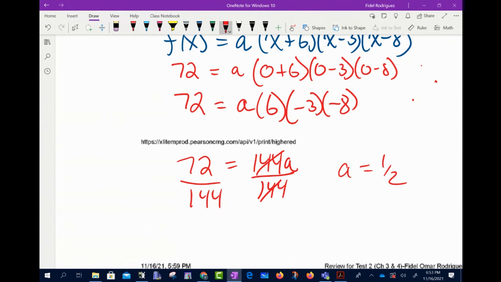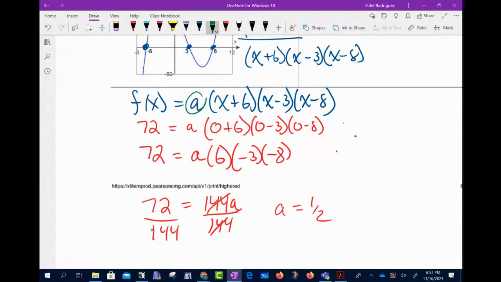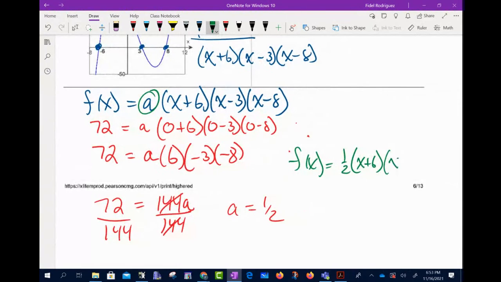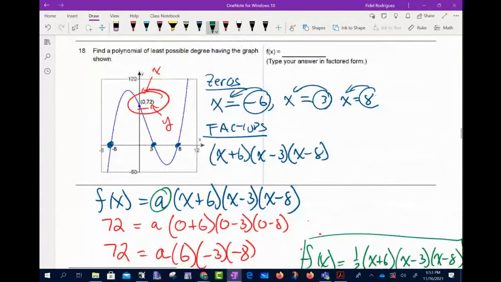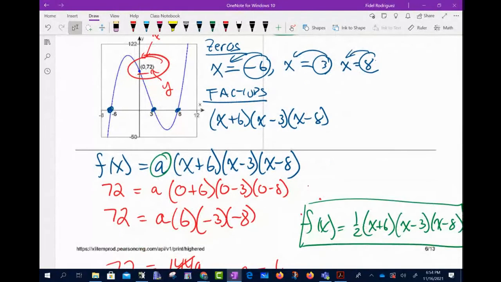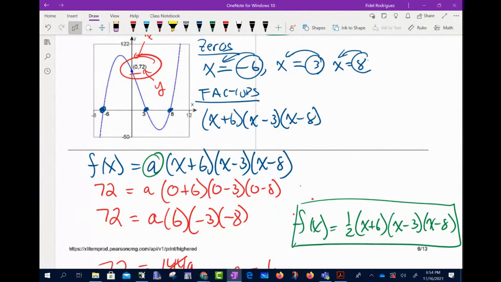So my A number is 1/2, okay? So now I'm going to replace that number with a 1/2. So I'm going to say, look, f of x is 1/2 (x plus 6)(x minus 3)(x minus 8). This one here does not say anything about, oh, look what it says. Write your answer in factored form. At this stage, I'm done, y'all. That's my answer, 1/2 (x plus 6)(x minus 3)(x minus 8).